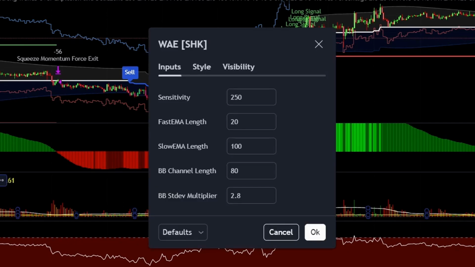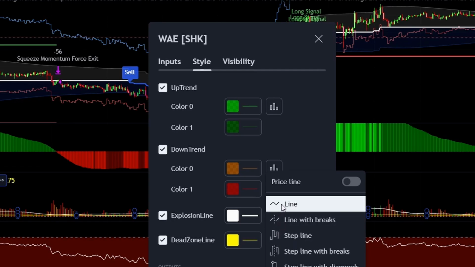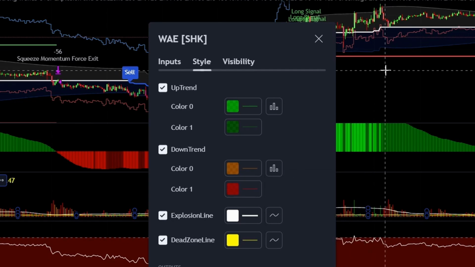Then open up the WADA avatar, our main entry signal, set its sensitivity to 250, the fast EMA to 20, the slow EMA to 100, and the BB channel length to 80, and finally the BB STDEV multiplier to 2.8. You can also go over to the styles tab and change the explosion line to white and the Deadzone line to yellow. I also changed the line style to simple line.